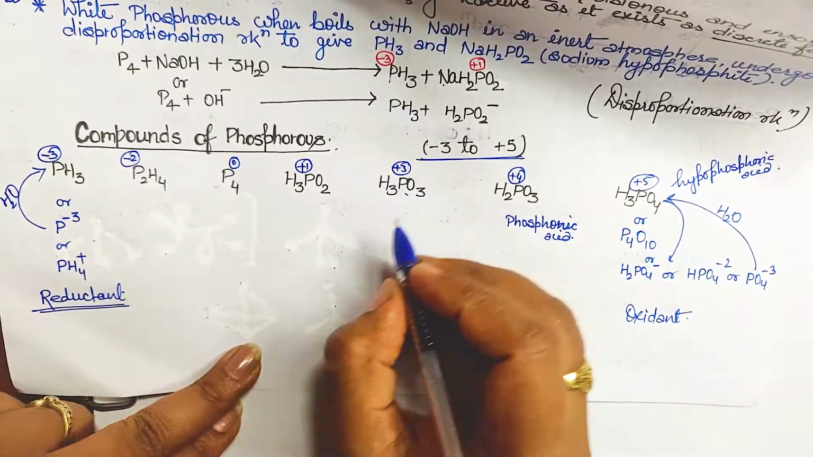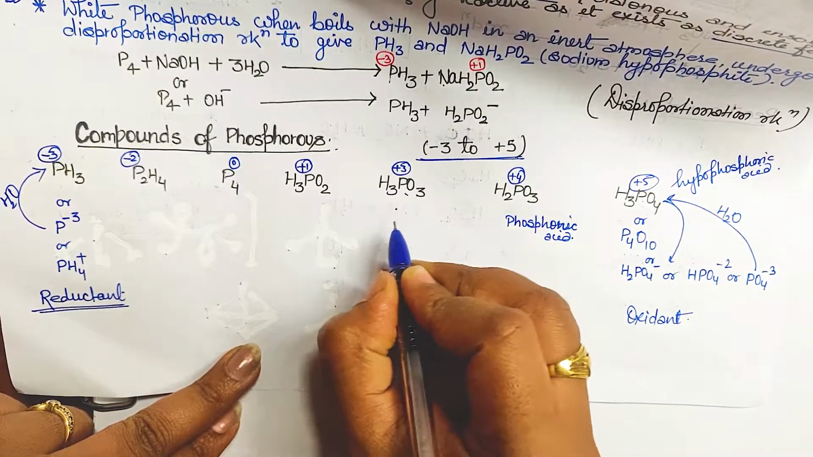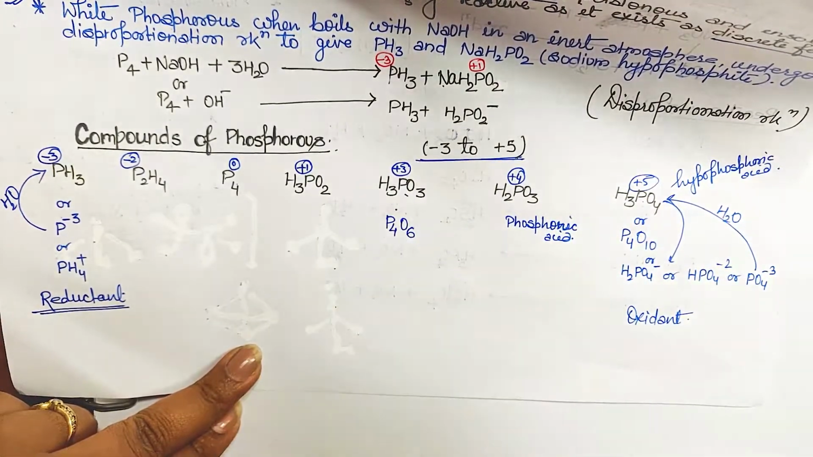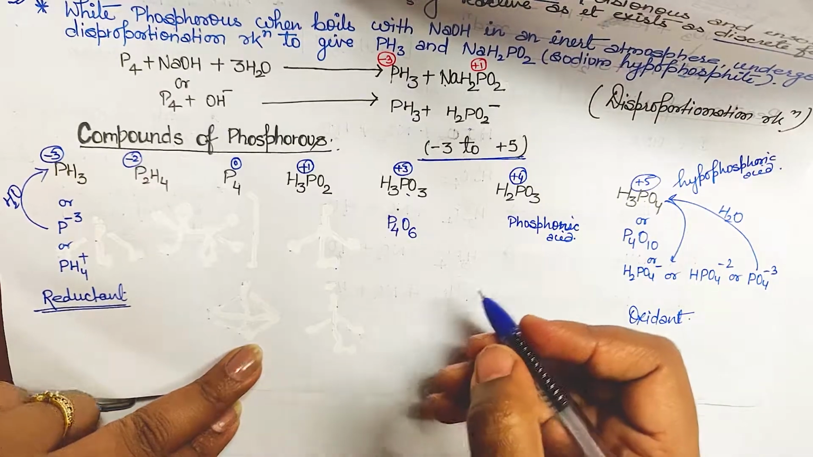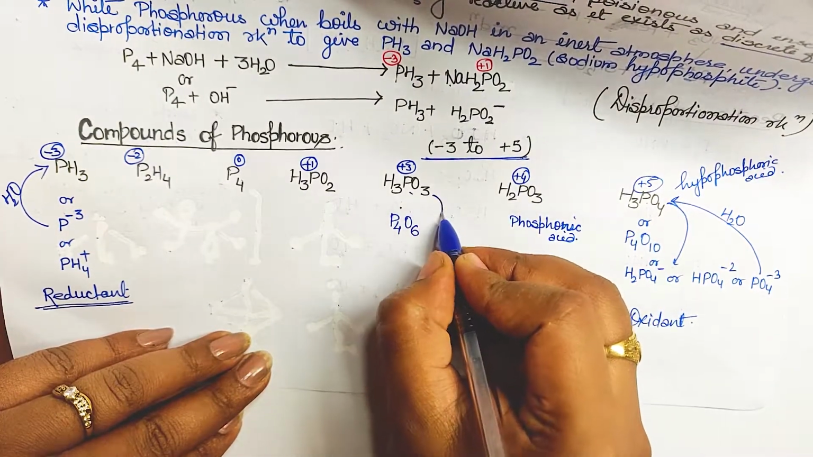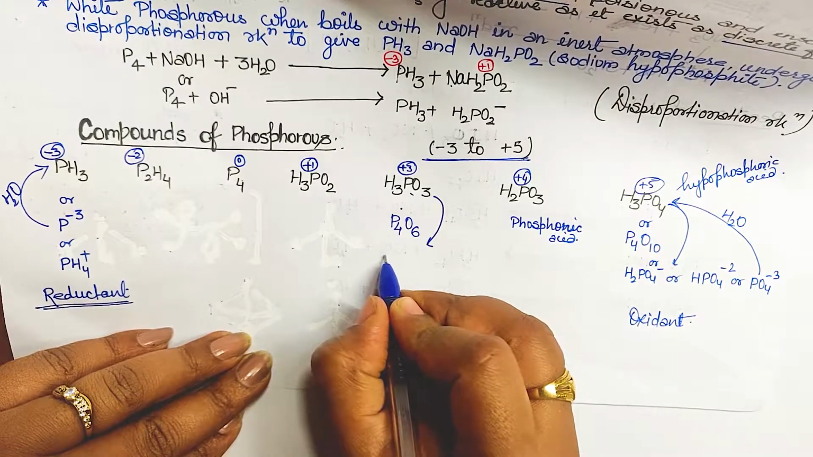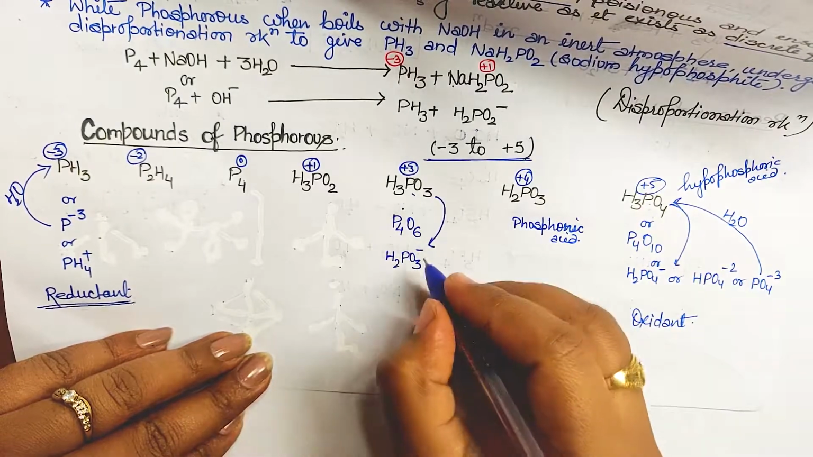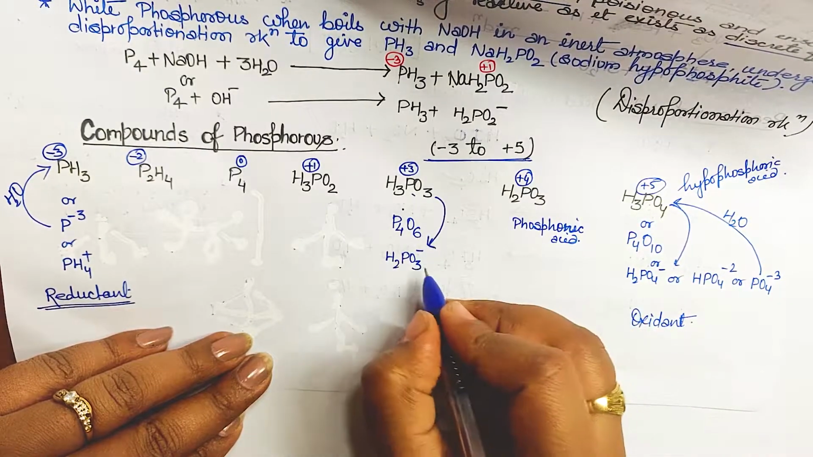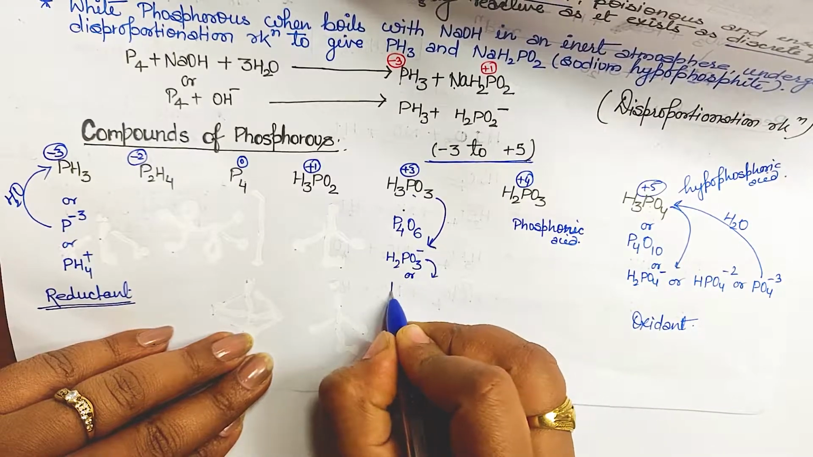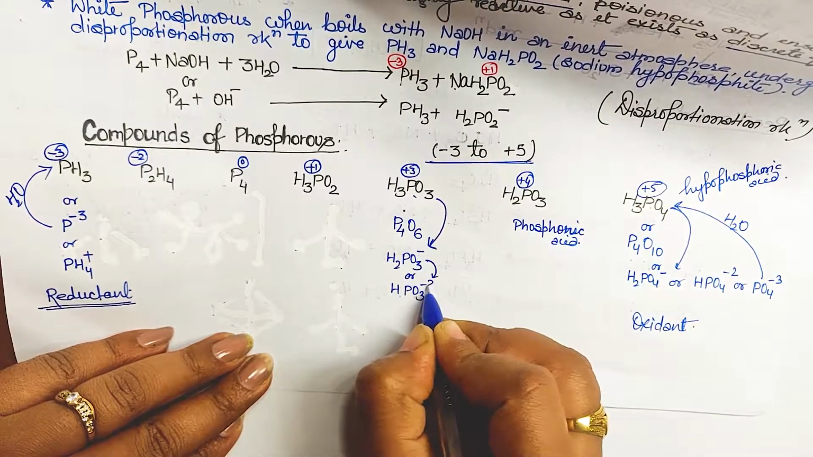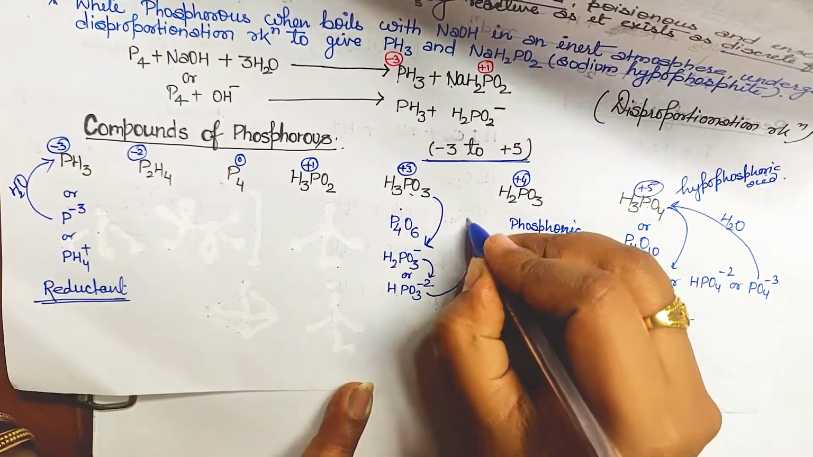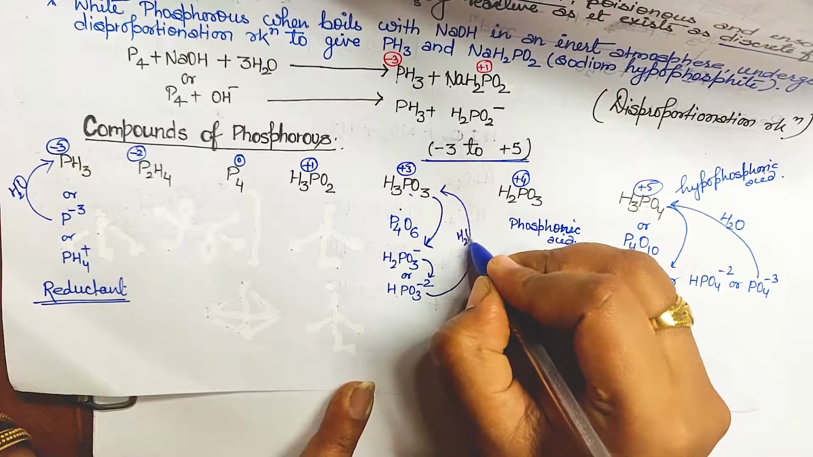Okay, now talking about H3PO3, if it exists as an oxide, it will form P4O6. Yes, the plus 3 state. Or we can write it in ionic form: H2PO3 minus, and if you remove one more hydrogen, it can be HPO3 minus 2, isn't it? And similarly, on hydrolysis, this one will give you this final product.